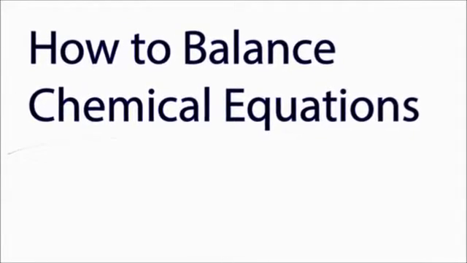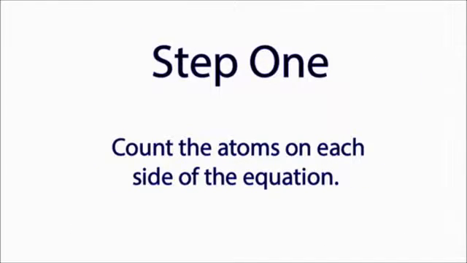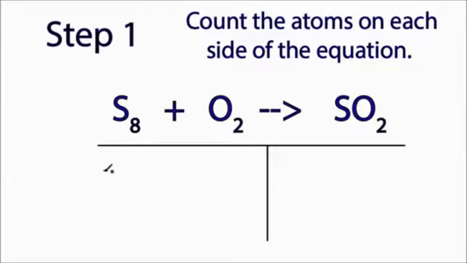How to balance chemical equations. Step 1. Count the atoms on each side of the equation. Let's count each type of atom. Sulfur, I have 8. Oxygen, I have 2.